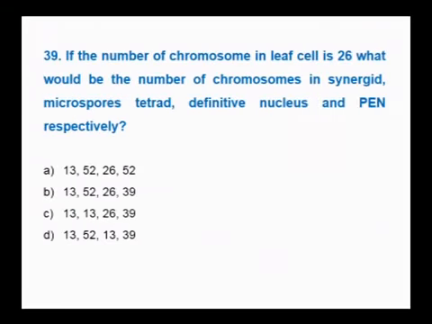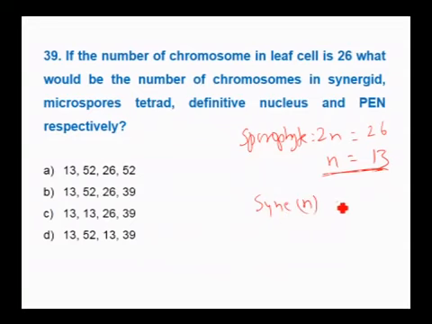Next question. If the number of chromosomes in a leaf cell is 26, the leaf is always sporophyte. Sporophyte means 2n. 2n is 26, therefore n is 13. Next, the number of chromosomes in synergid. Synergid is haploid, therefore it should be 13. Microspore tetrad includes 4 cells, so n plus n plus n plus n. Therefore, 13 into 4 will be 52.